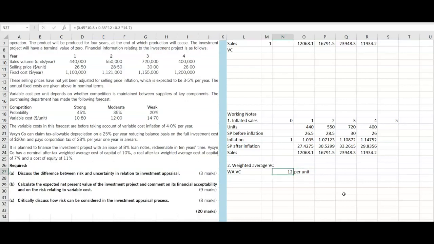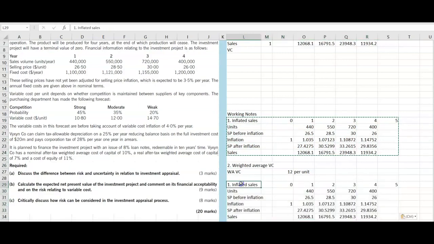So rather than working out in a table, this is a much easier method. If you're not able to get this method, then you have to work it out in terms of a weighted average table, but that takes a longer time. So we'll move on to finding out the inflated variable cost. To find out the inflated variable cost, we'll take these numbers as they are and work it out. We'll just change things. This is going to be working note number 3, the inflated variable cost.